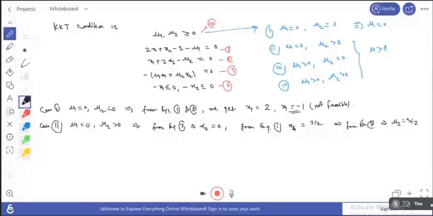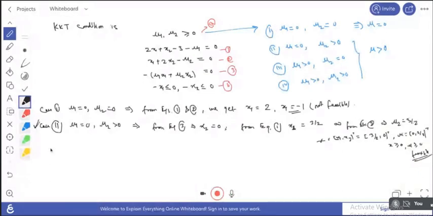Now your solution is x1, x2, which is x1 = 3/2 and 0. Okay, this value, and what is your mu? Mu is 0 and 3/2. Okay, and here your x is this transpose. So here you get x is greater than or equal to 0, and also mu is greater than or equal to 0. So this means your solution is feasible. Okay, case 2 is okay.